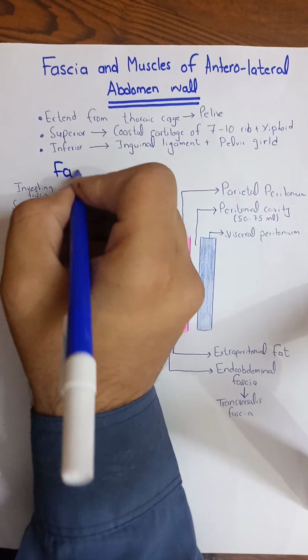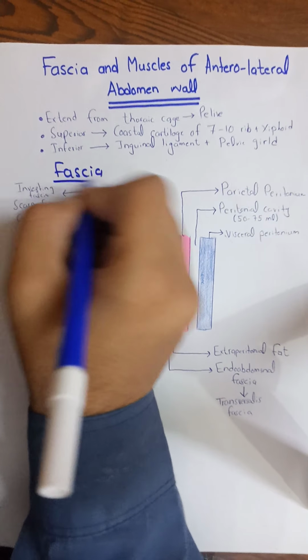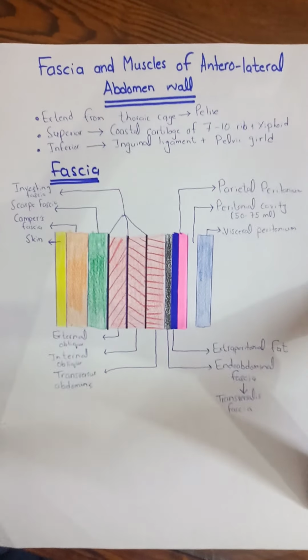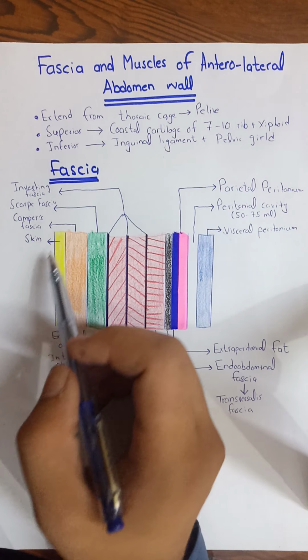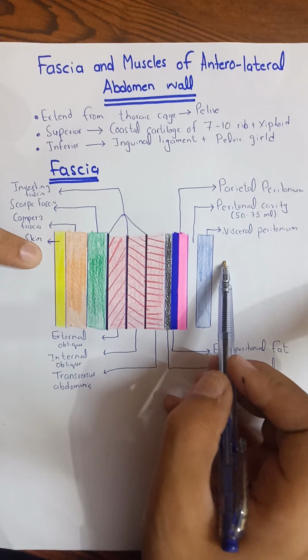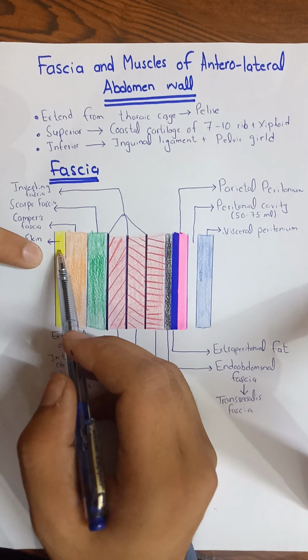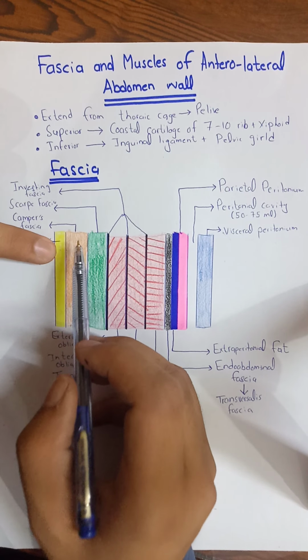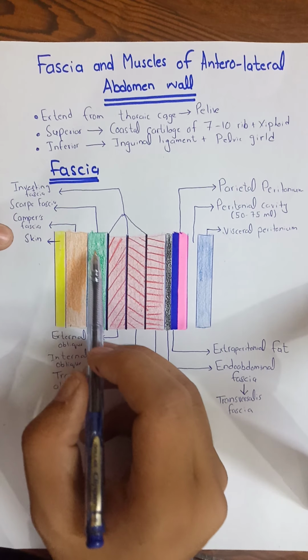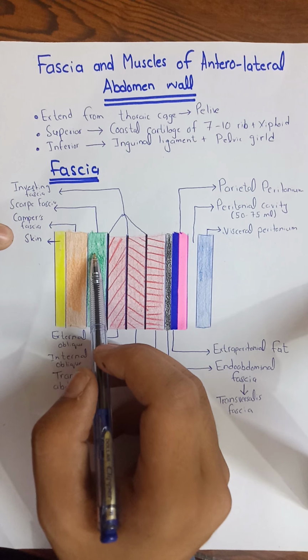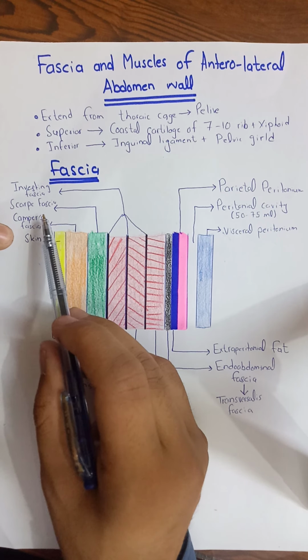So I will write here fascia. Okay, so now see here, this is the outer side and this is the inner side. Remember this. The first one will be the skin, then there will be the superficial fatty layer, or we call it Camper's fascia. Then there will be the deep membranous layer, or we call it Scarpa's fascia.